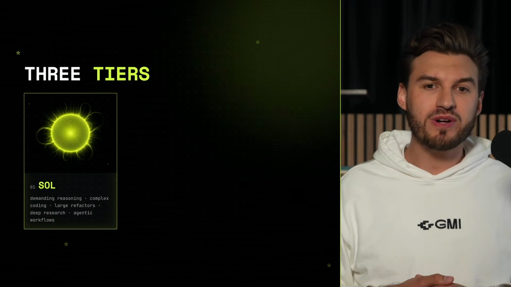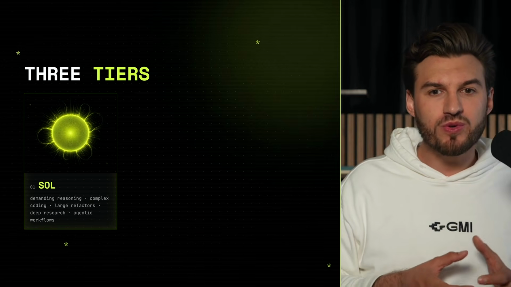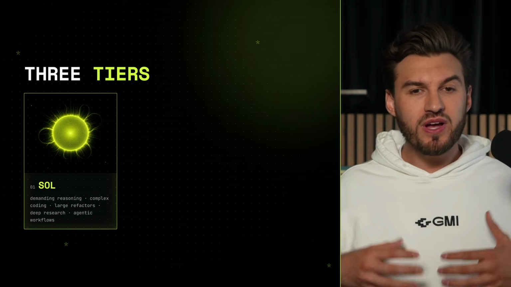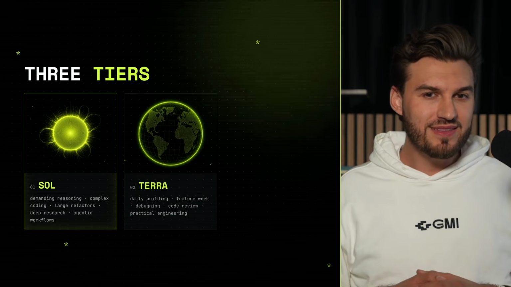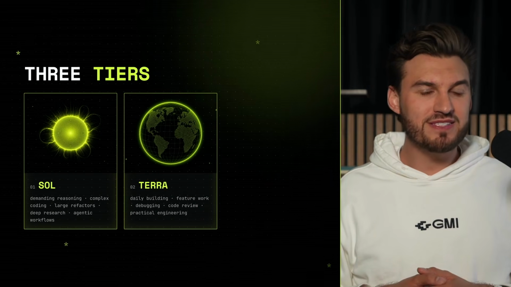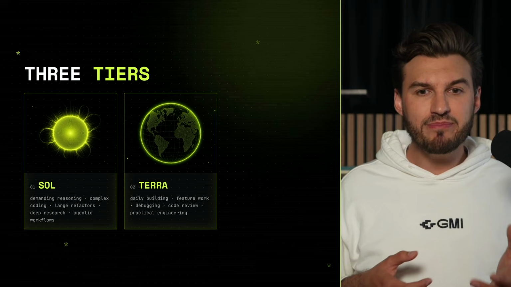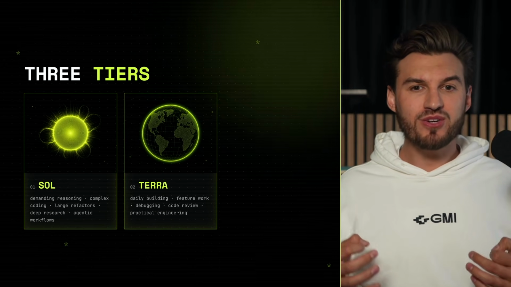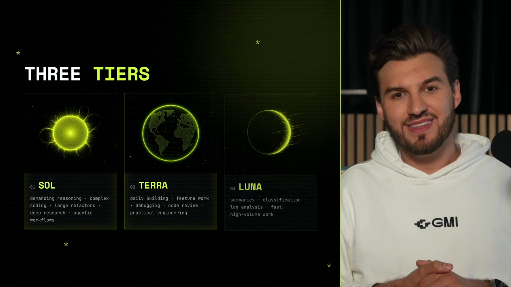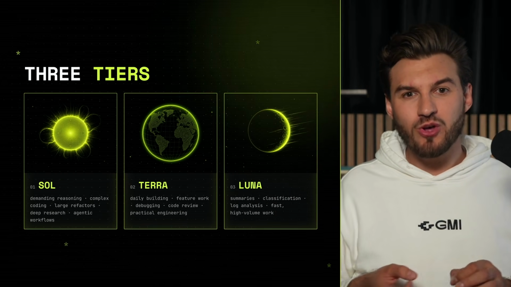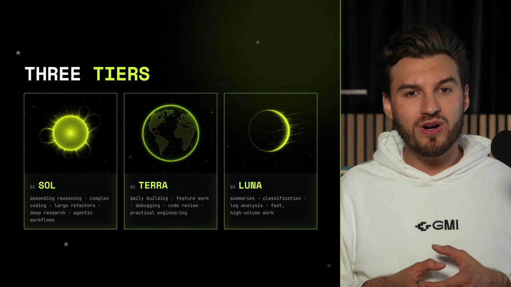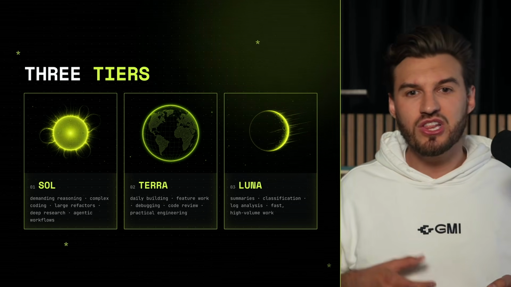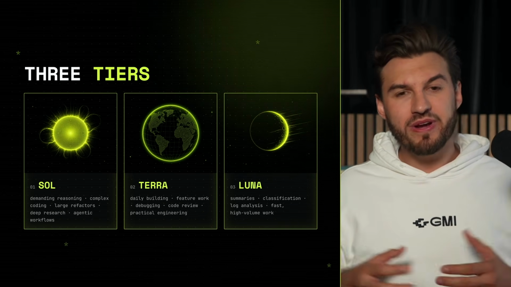So let me explain it to you. GPT 5.6 comes with 3 tiers. First, the Sol. Sol is designed for demanding reasoning, complex coding, deep research, and long agentic workflows. Then we have Terra. Terra is the balanced model. It is designed for daily building, feature work, debugging, code reviewing, and practical engineering tasks. Lastly, we have Luna. Luna is optimized for fast, high-volume work like summaries, classification, log analysis, and repeated operations.